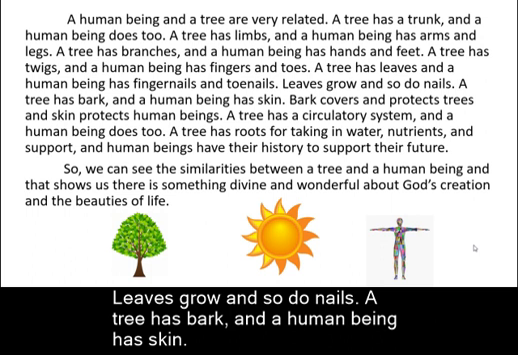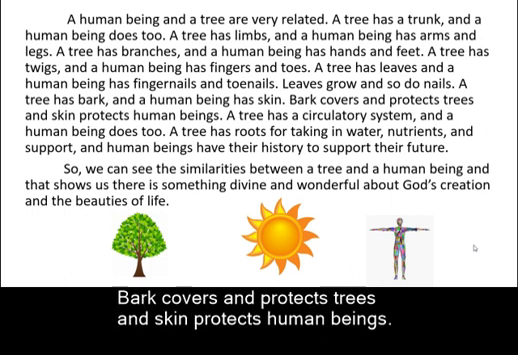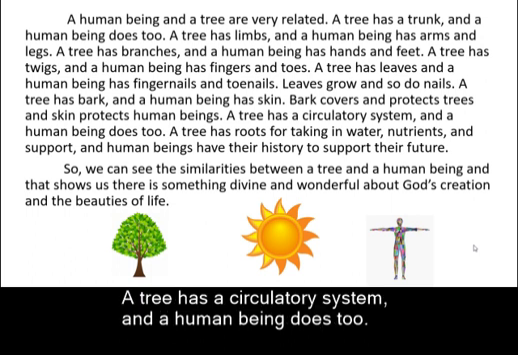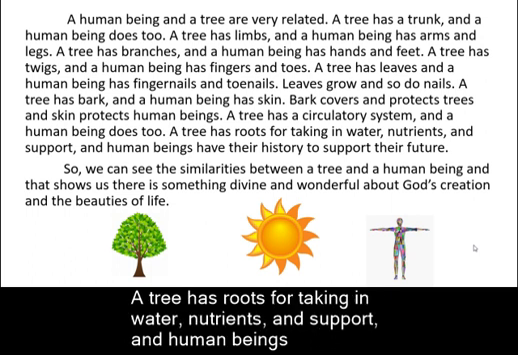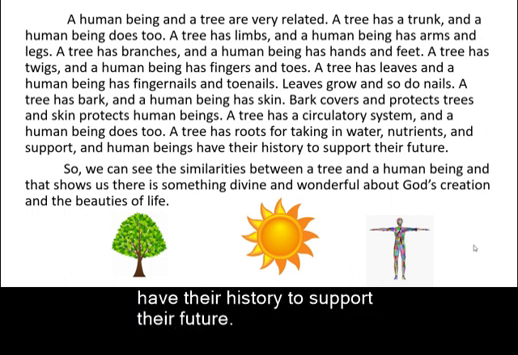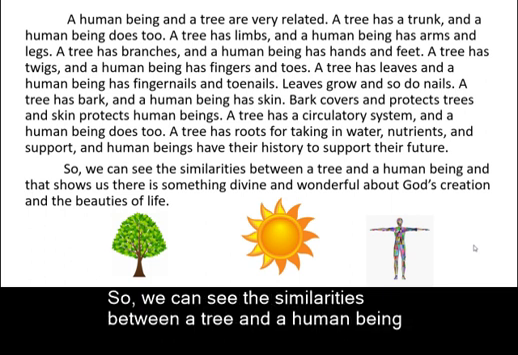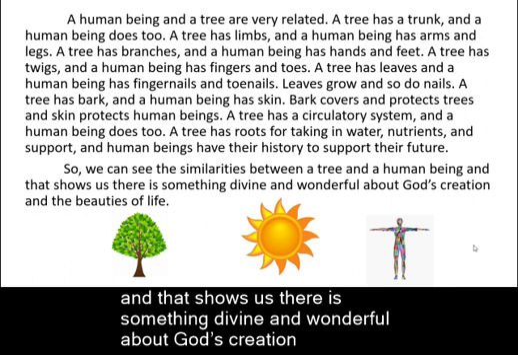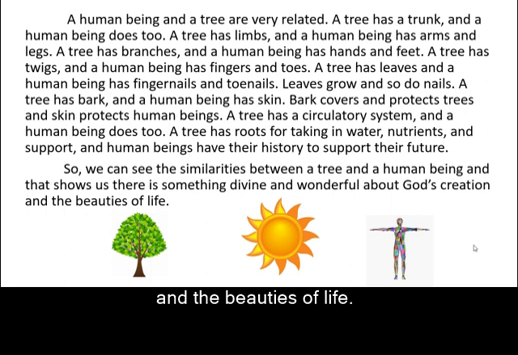A tree has bark, and a human being has skin. Bark covers and protects trees, and skin protects human beings. A tree has a circulatory system, and a human being does too. A tree has roots for taking in water, nutrients, and support, and human beings have their history to support their future. So we can see the similarities between a tree and a human being, and that shows us there's something divine and wonderful about God's creation and the beauties of life.